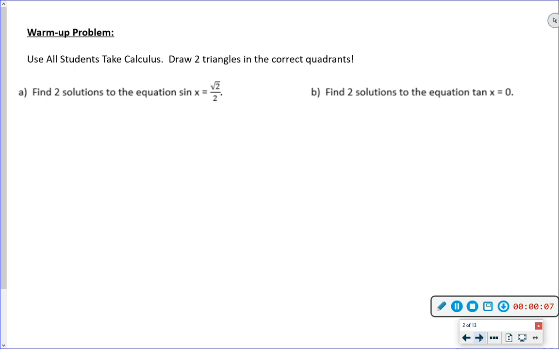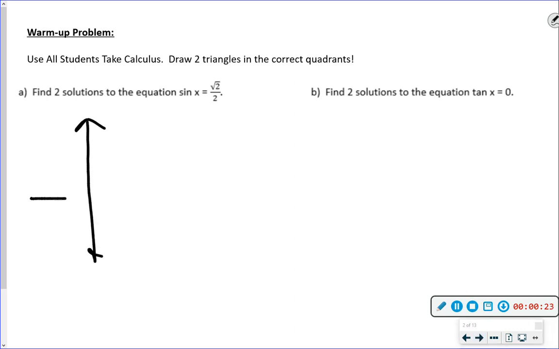So I'm going to start just reviewing the triangles again, because you might be a little rusty. Some kids like the triangles. Let's get into it. Find two solutions to this equation. Sine of x equals square root of 2 over 2. Now, as soon as I see the square root of 2, clearly we're on the 45, 45, 90.